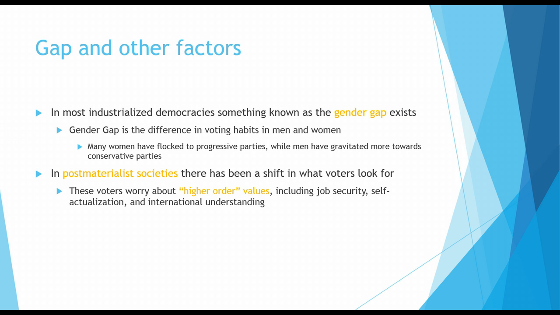In some societies, the hope is that we are moving towards more post-materialist concepts when we come to the idea of what we should be voting for. When you're in a post-materialist society, people who vote are looking for more than just the protection of their goods. They're looking for job security. They're looking for self-actualization, which means that they are looking to become the full version of who they think they themselves can be. And they're looking for more international understanding. So the idea of why things take place throughout the world and where our place is, and depending on how things take place throughout the world.